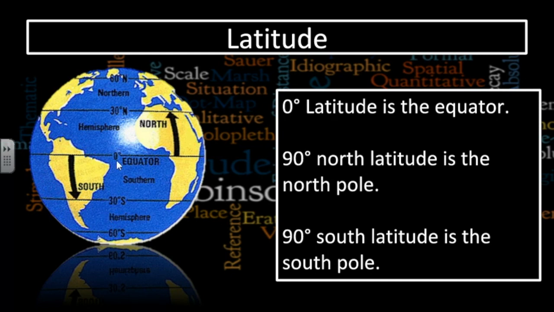The equator, if you cut the Earth in half, makes it 50-50. If you go up the numbering system, it goes up to 90 degrees north latitude. 90 degrees north latitude is the North Pole. 90 degrees south, the opposite end of it, is the South Pole.